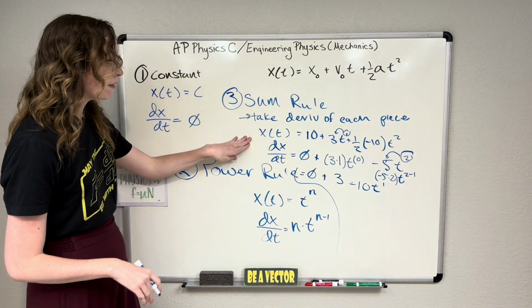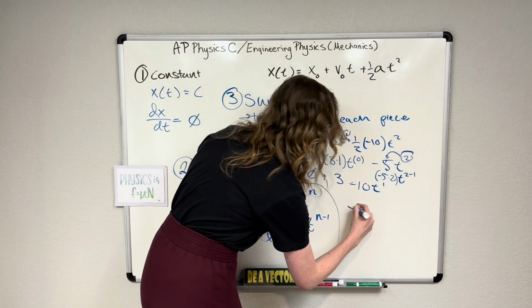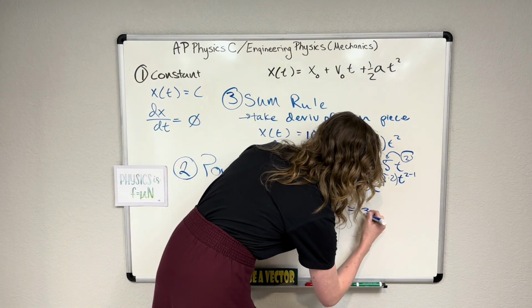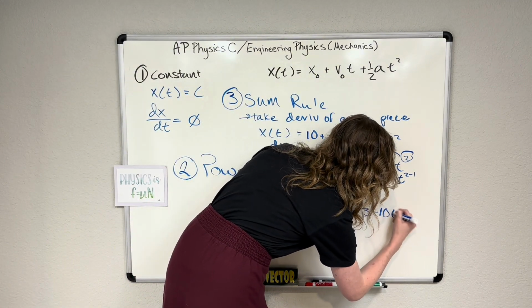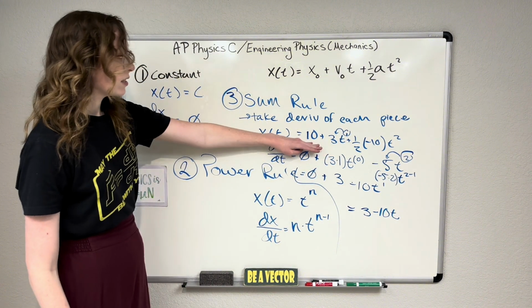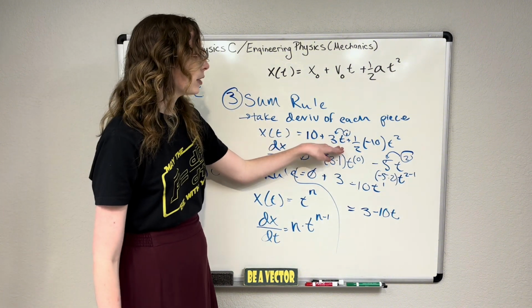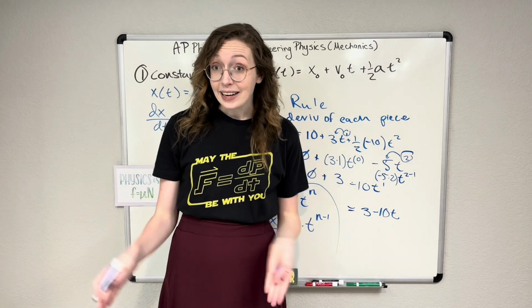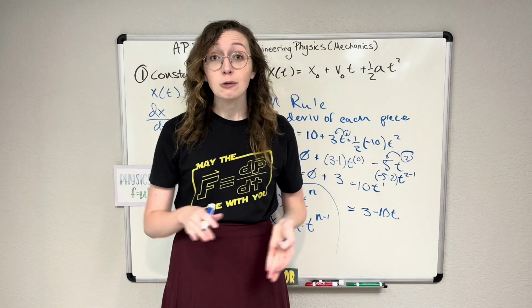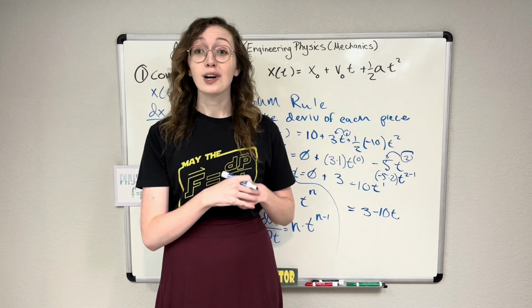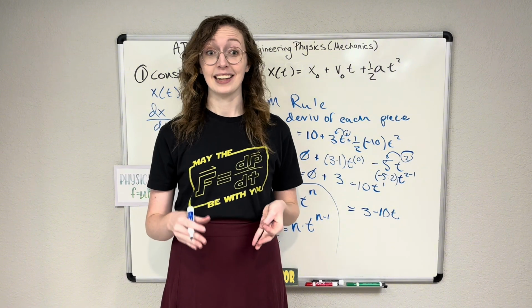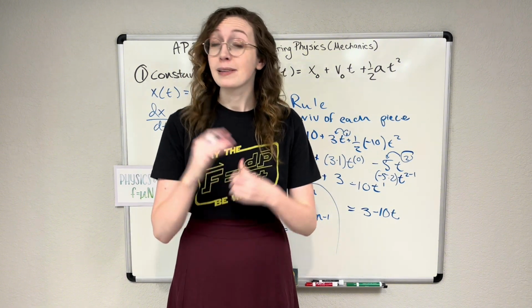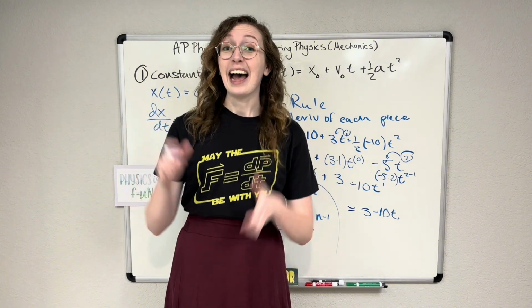So then the derivative of my expression, if I simplified everything down, would just be 3 minus 10t. Because I applied the constant rule here, the power rule here, and the power rule here. And that is a great example of all 3 of the basic rules that you're going to be using as you get started with derivatives in your physics class. If you have any questions, please let us know in the comments, and happy physicsing!